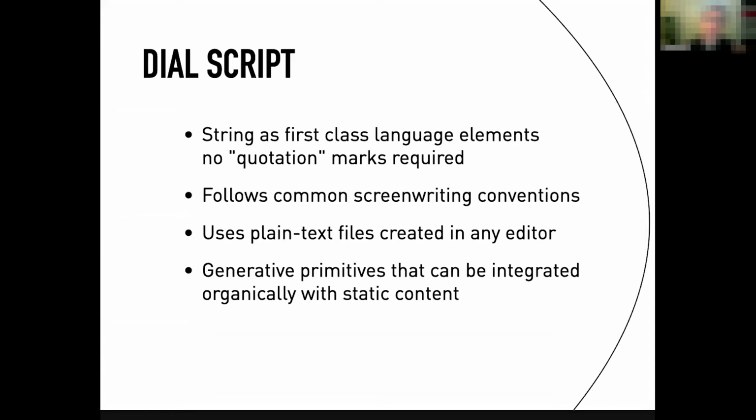So how do we support movement along this spectrum in Dial? First off, strings in Dial script are first-class language elements, so no quotation marks are required. The syntax follows common screenwriting conventions. We can use plain text files created in any editor, and generative primitives exist that can be easily integrated organically with the static content.